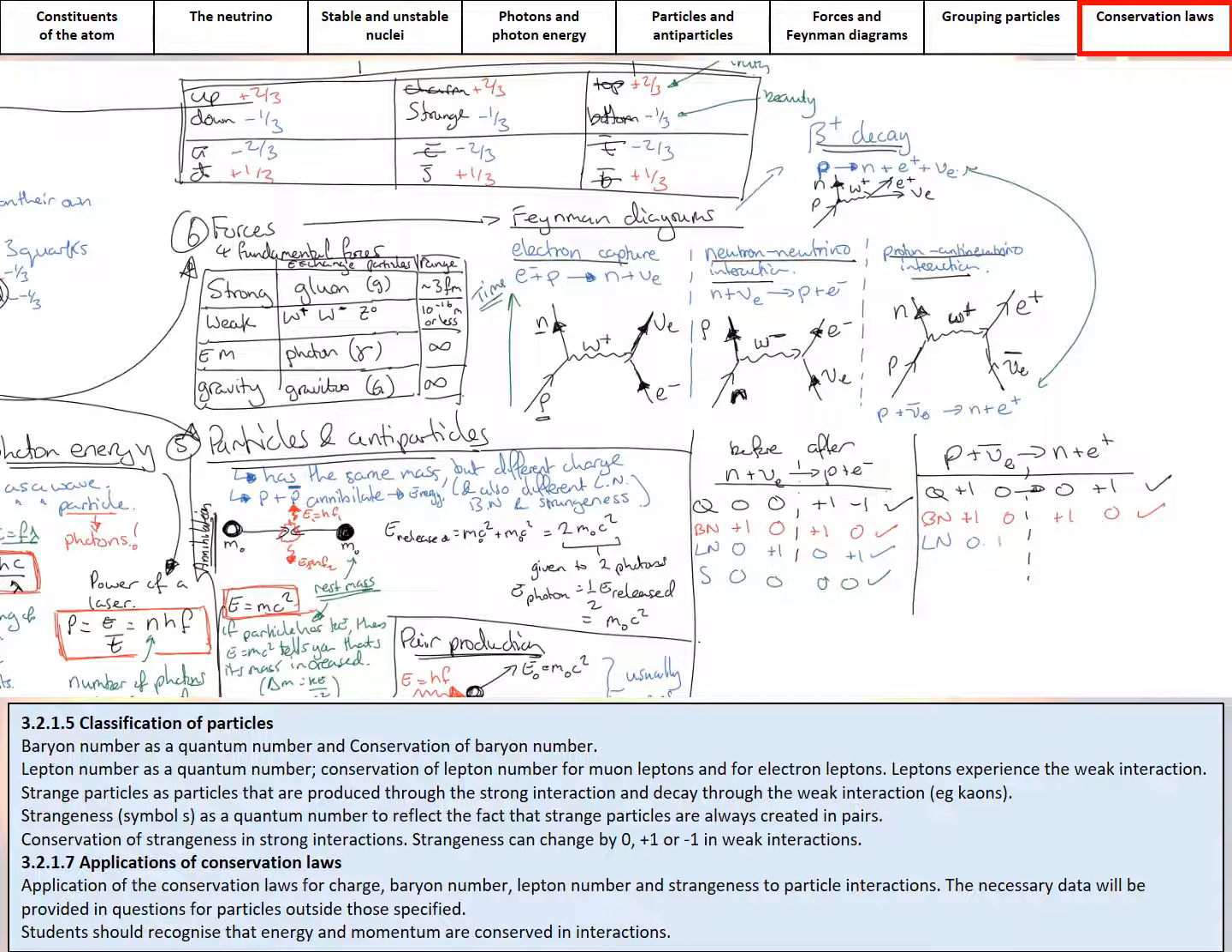Lepton number, well, now our antineutrino has a lepton number of -1, and our anti-electron, the positron, is an anti-lepton, so that has a lepton number of -1 as well, which is why this has to be an antineutrino and not a neutrino. We started off with an anti-lepton before, and we had to finish with an anti-lepton afterwards. None of these are strange, so strangeness is conserved in this interaction.